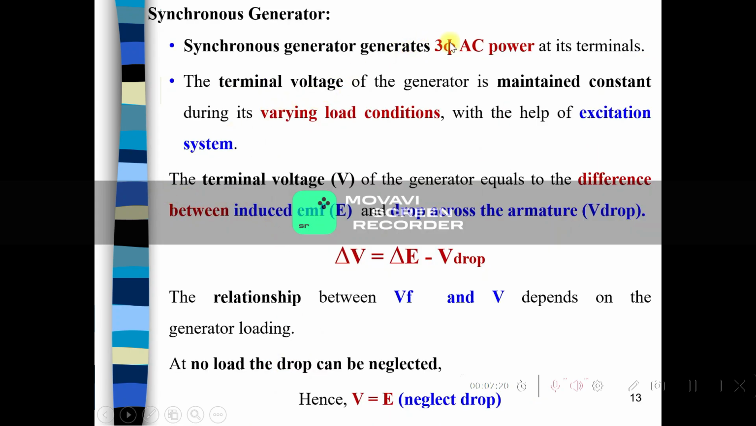The synchronous generator generates 3-phase AC power at the terminal voltage. The terminal voltage of the generator is maintained constant during varying load conditions with the help of excitation systems. The terminal voltage V of the generator is equal to the difference between the induced EMF E and the drop across the armature. So del V is equal to del E minus the V drop. The relationship between Vf and V depends on the generator loading.